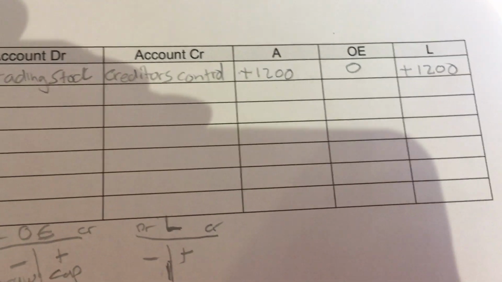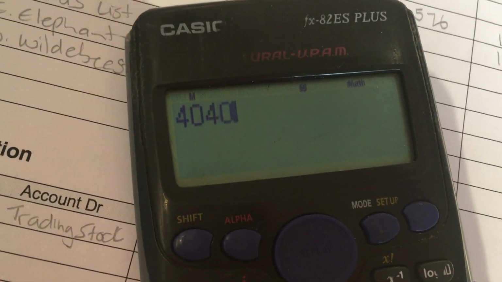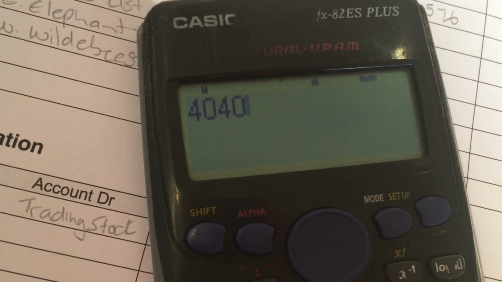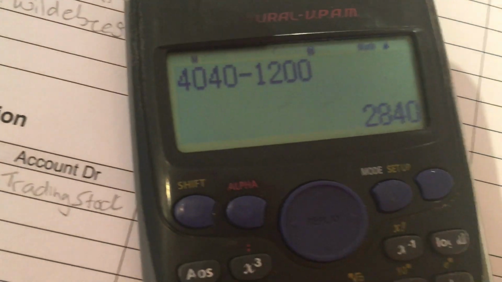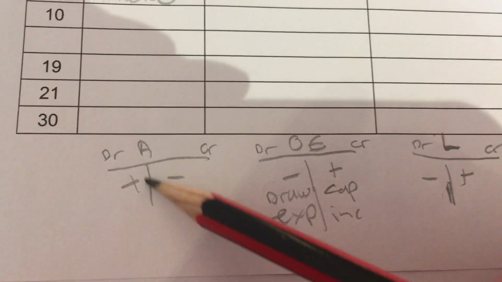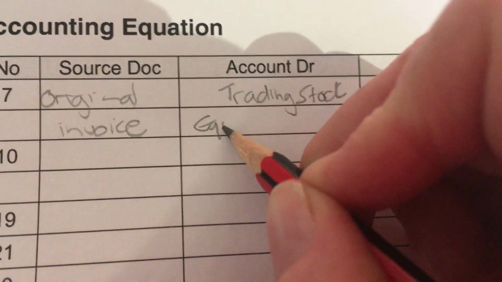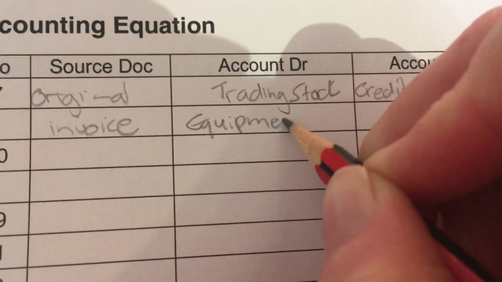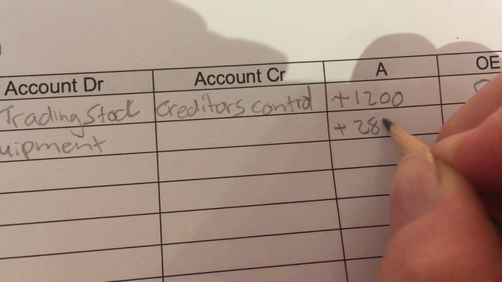I also bought equipment. So the total amount I owe the creditor is 4040. Some of that I bought was trading stock. The rest was equipment. So I bought equipment to the value of 2840. Now equipment is also an asset. I have bought more equipment, so I am going to debit equipment. Equipment is an asset and I have bought more. So it will be plus 2840.